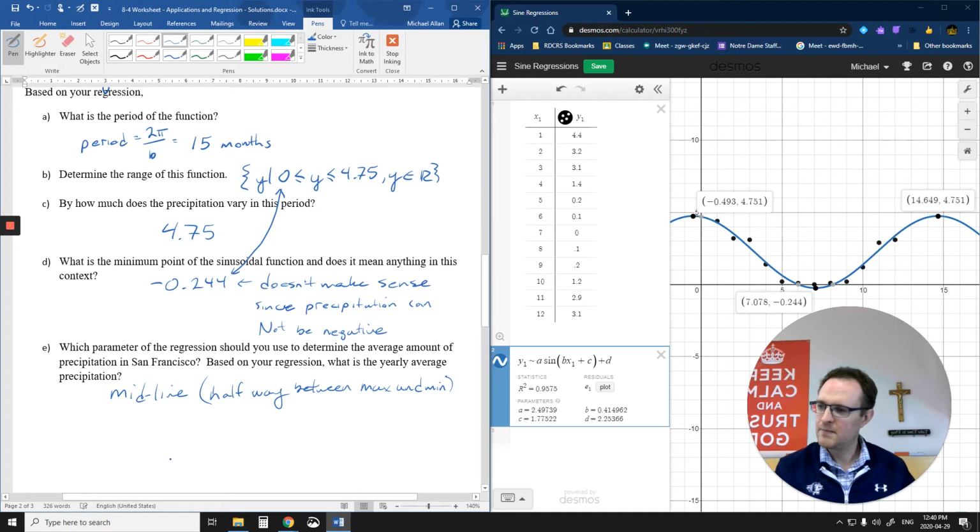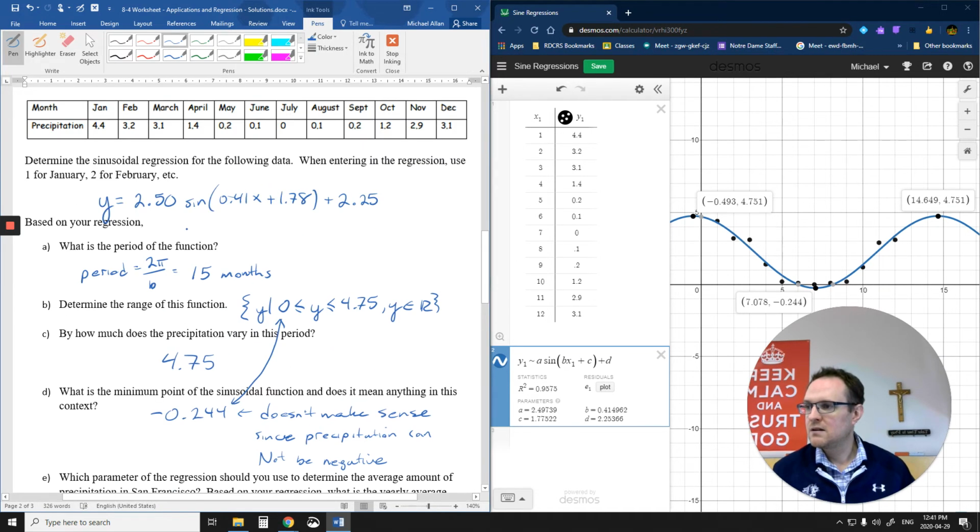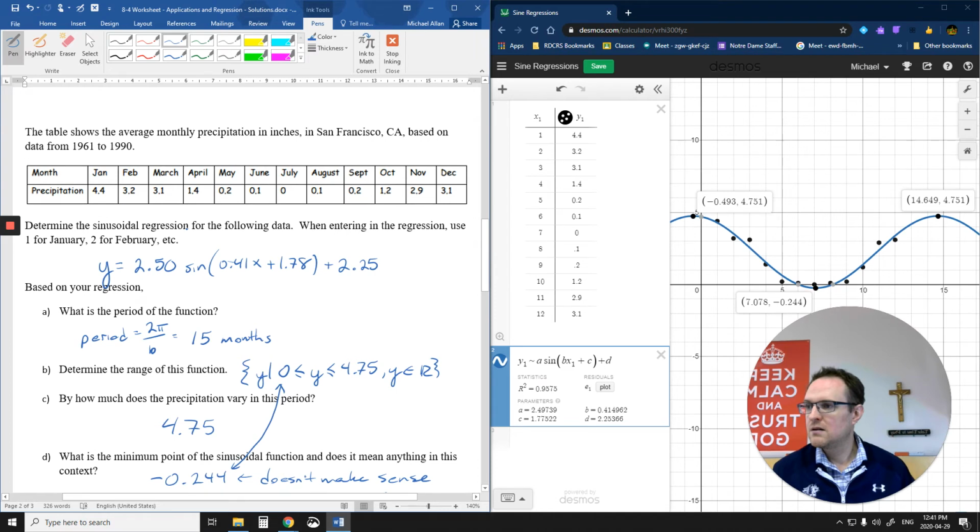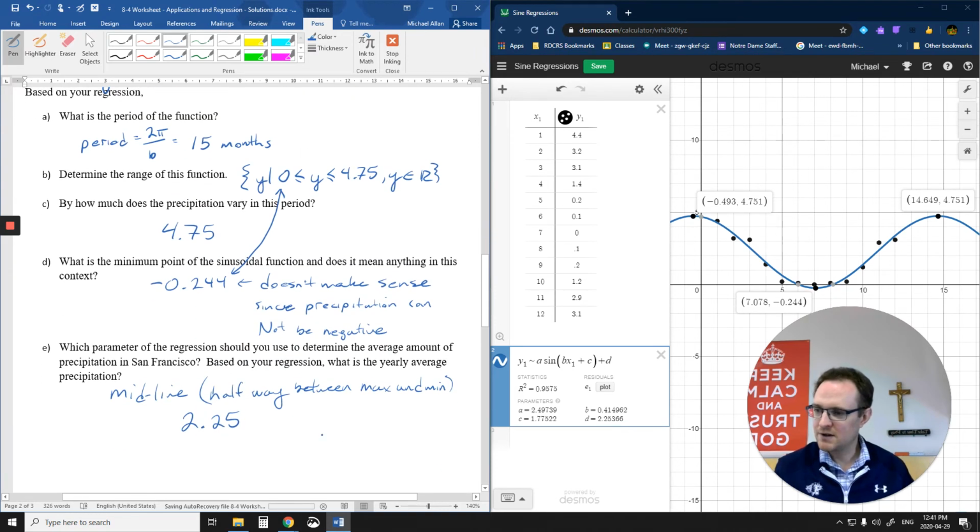Okay. Based on the regression, what do we know? The midline is 2.25. Oh, it's in inches. Okay, that's good. I'm going to have to put that in inches. Sorry. It does say inches in the question, so I'm just going to write down some units here. Inches, months. Yep, there we go.